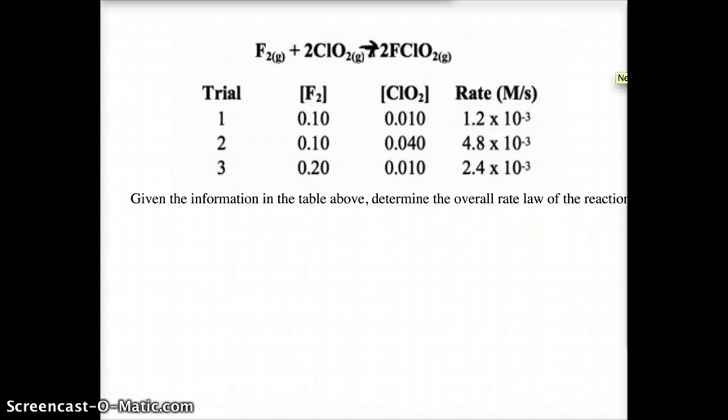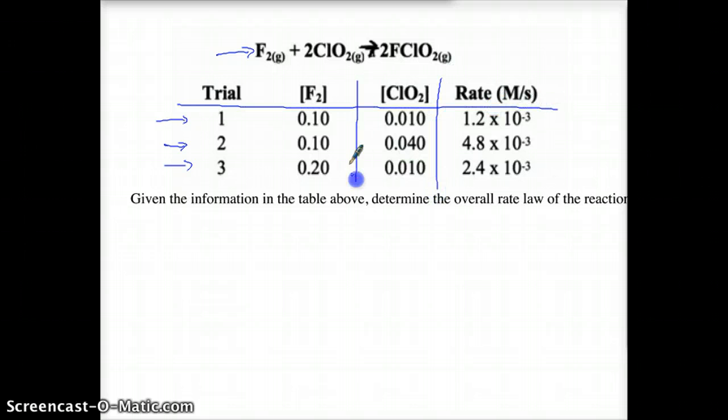So here's the type of data that you'll be given. You have a reaction: fluorine gas plus 2 moles of ClO2 produces 2 moles of FClO2. What's going on? We did 3 different experiments: trial 1, trial 2, and trial 3. What we're seeing here are the concentrations of each reactant in those trials and the rate, the speed of that reaction in molarity per second. So the question asks us, given the information in the table above, determine the overall rate law of the reaction.